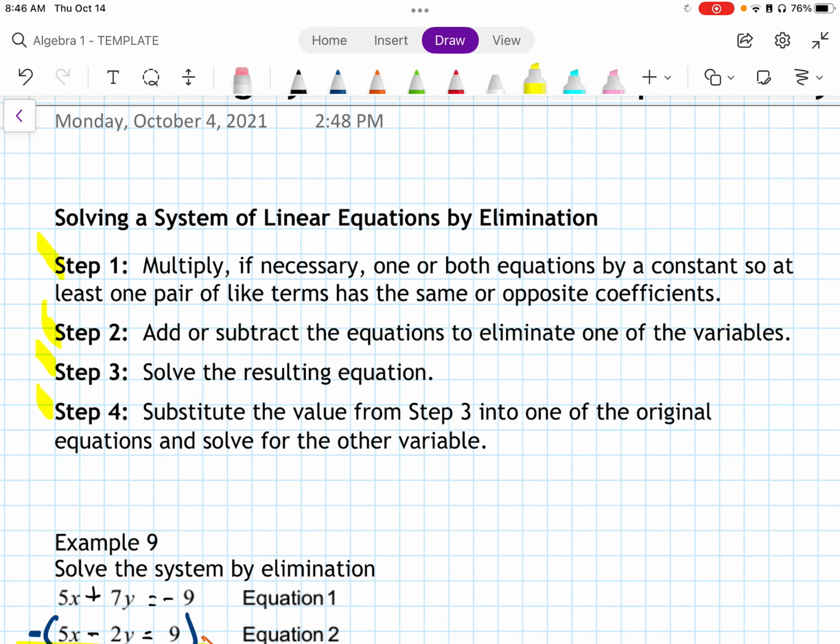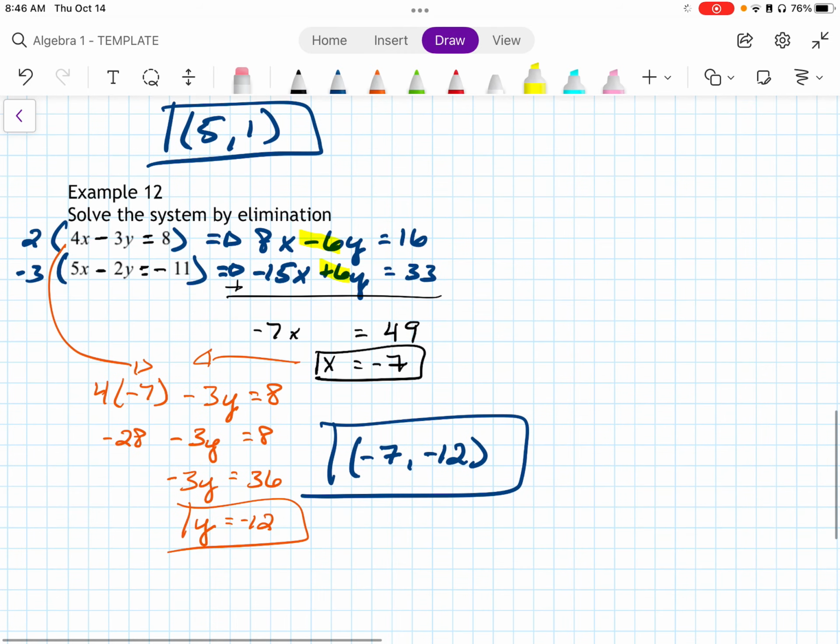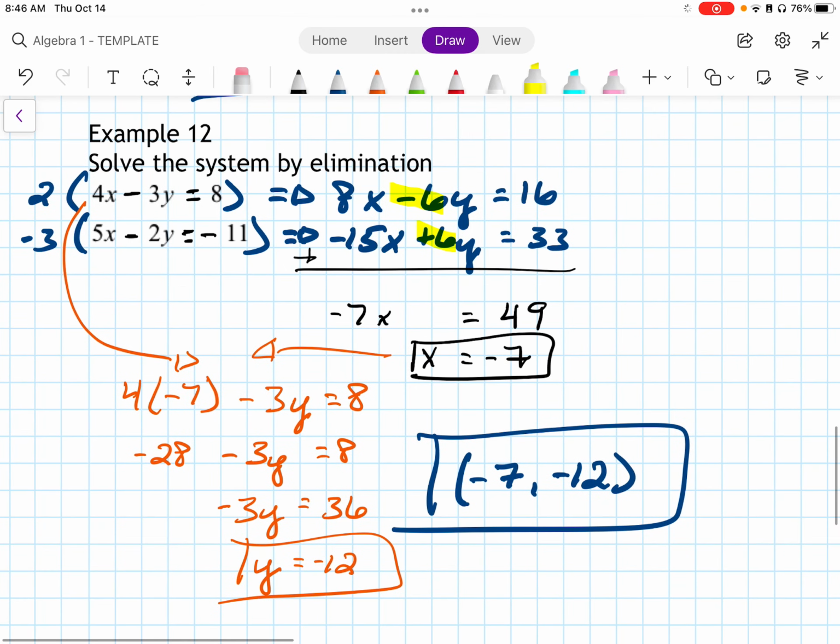All right, so if you need those steps, write those down. Make sure that you have these problems written down. Make sure you have number 12 written down. That one's probably the hardest one. All right, that's all.